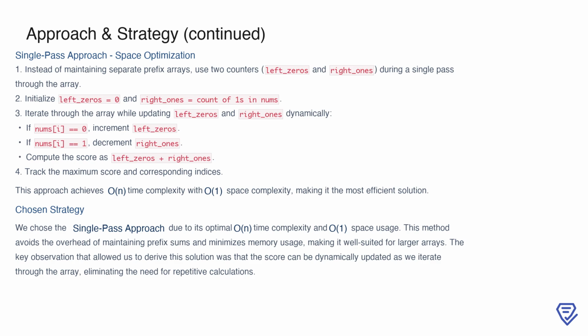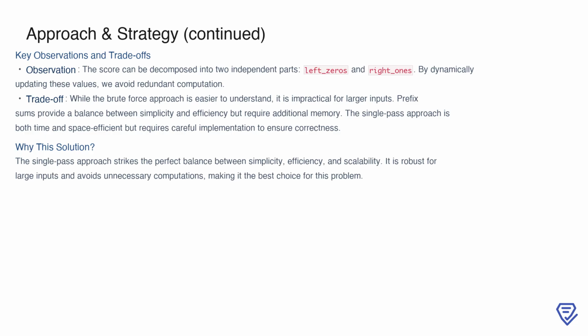This approach not only retains the n time complexity but also reduces space usage to 1, since we no longer need additional memory for prefix arrays. This makes it the most efficient solution in terms of both time and space. The efficiency of the single-pass approach stems from a key observation: the score can be broken down into two independent components, left zeros and right ones, both of which can be updated dynamically. This eliminates the need for redundant calculations, making it highly efficient.